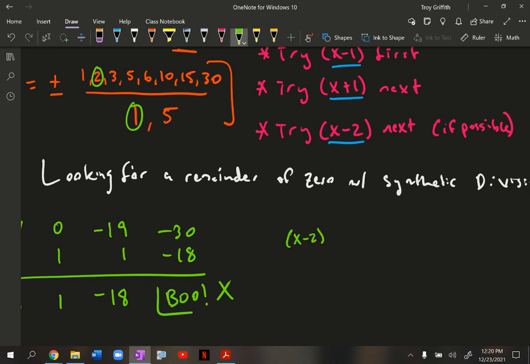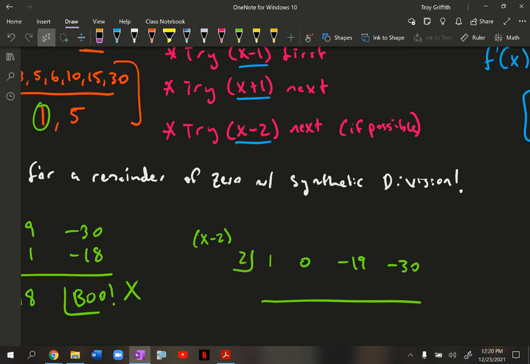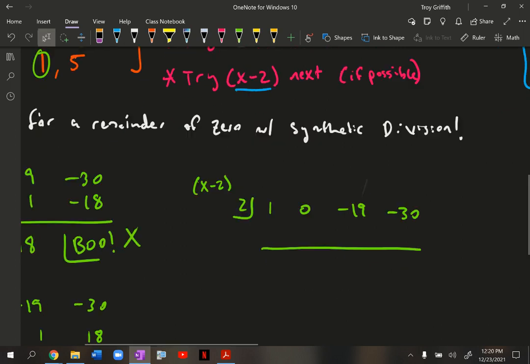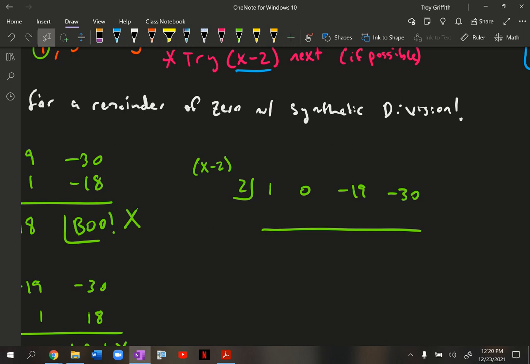You could try x plus 2 first. It doesn't matter which one you go with. I just like to have positive numbers in the box if possible. So let's try it. So once again, 1, 0, negative 19, negative 30. And you can kind of see why being good at synthetic division is going to be really important here, because you might have to try this a bunch of times, but it doesn't take very long. And so the quicker you get at your synthetic division, the better you're going to be.